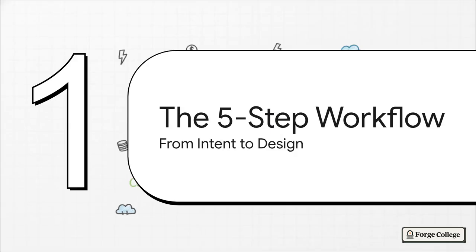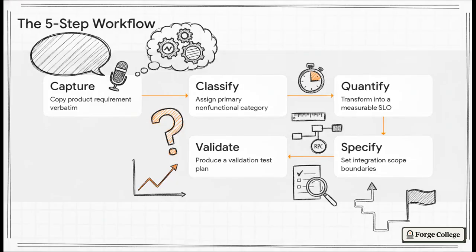All right, Section 3, the 5-step workflow. So, how do we systematically convert a stakeholder's messy sketch into a highly technical schematic? Well, we use a repeatable 5-step pipeline. Step 1, capture the quote verbatim so you don't lose that original context. Step 2, classify the category, like are they complaining about latency speed or is this a throughput volume issue? Step 3, quantify it with a hard SLO number. Step 4, specify the integration boundaries for external dependencies, like your RPC providers.